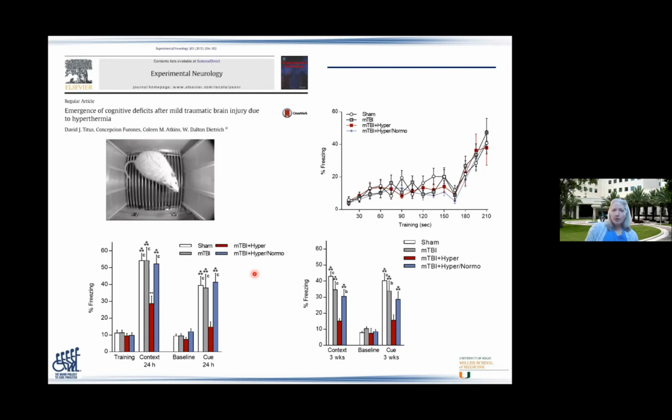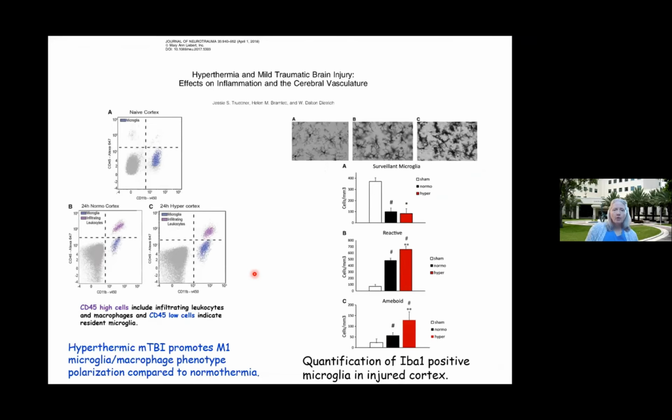We also looked at hyperthermia and mild TBI in terms of M1, M2 macrophage microglia phenotype polarization, and again saw that hyperthermia after mild TBI promoted the M1 microglia macrophage phenotype, with higher microglia and infiltrating leukocytes within these animals at 24 hours. We also did some quantification of microglia using IBA1 stain, again showing an increase with hyperthermia in the cortex, an increase in reactive as well as amoeboid shaped microglia.